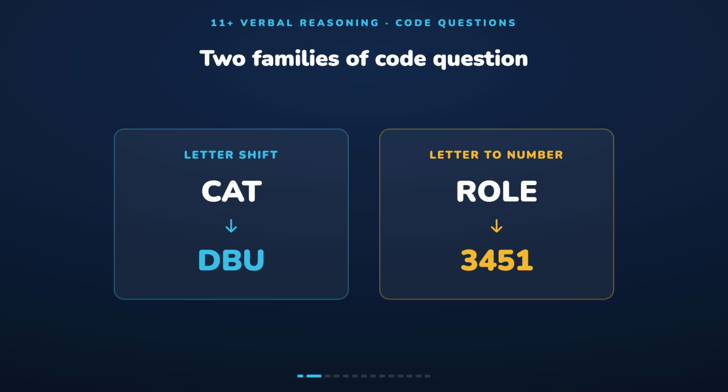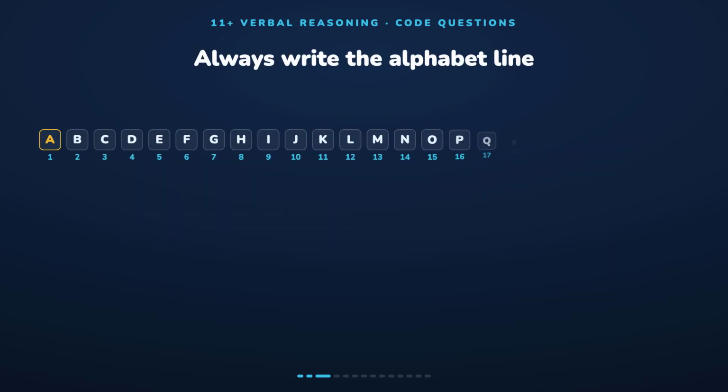And there's one tool that makes all of them easier. Before you touch a single code question, write out the alphabet A to Z and number each letter 1 to 26. This is your alphabet line. Most people who get these wrong simply try to do it in their head. Don't. Write the alphabet line every time. It turns a hard puzzle into simple counting.